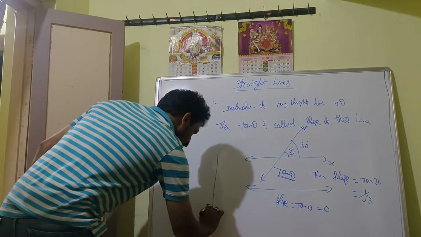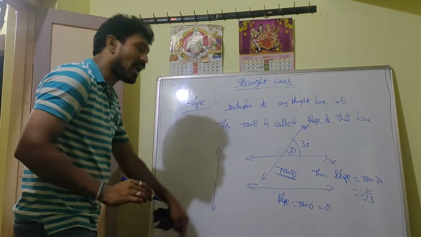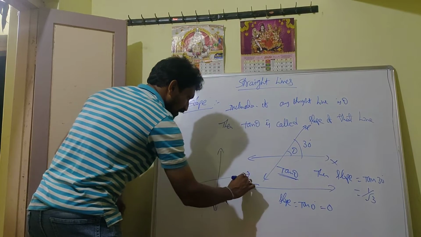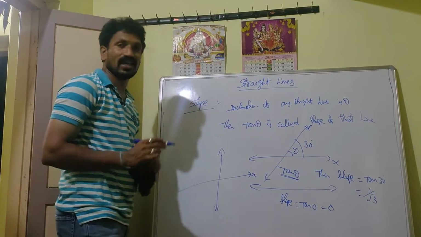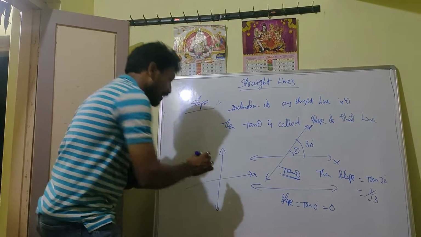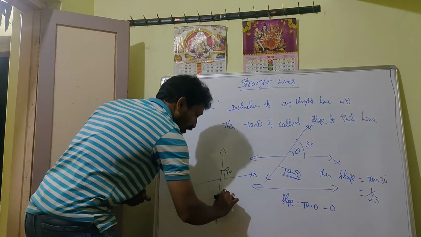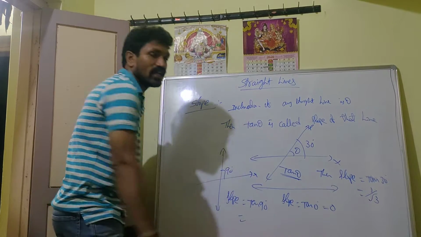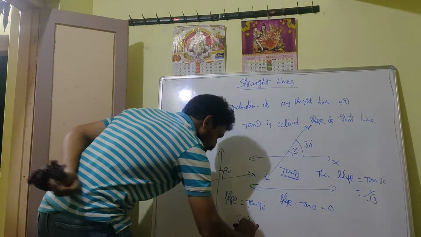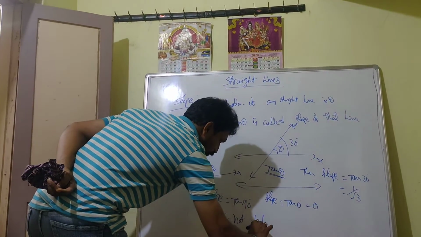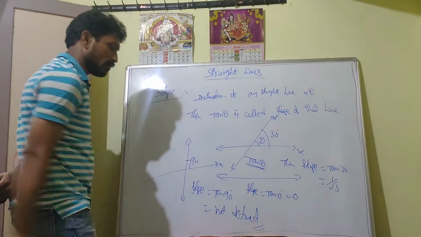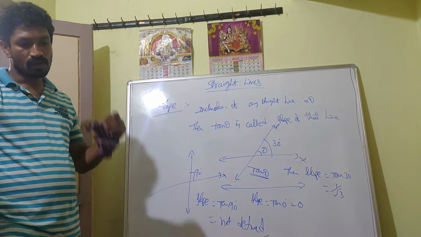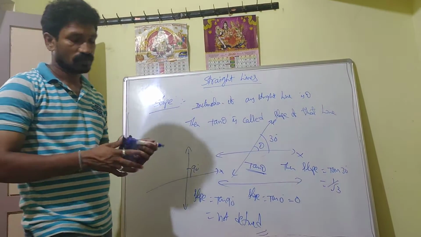Suppose this line is vertical, that means parallel to the y-axis. This is the x-axis, and the line is parallel to the y-axis. Then what is the inclination? 90 degrees. Then what is the slope here? Tan 90. You know very well, tan 90 is not defined, undefined. Very important. So next.